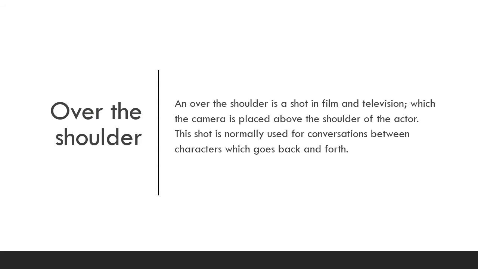So, an over-the-shoulder shot is a shot in film and television where the camera is placed above the shoulder of the actor. It is normally used for conversations between characters which go back and forth. So, let's say I'm talking to someone, like a friend, and we're just talking about our day. How has your day been? She said it's fine. Now I start talking to her, interacting. It's good to interact with your peers.